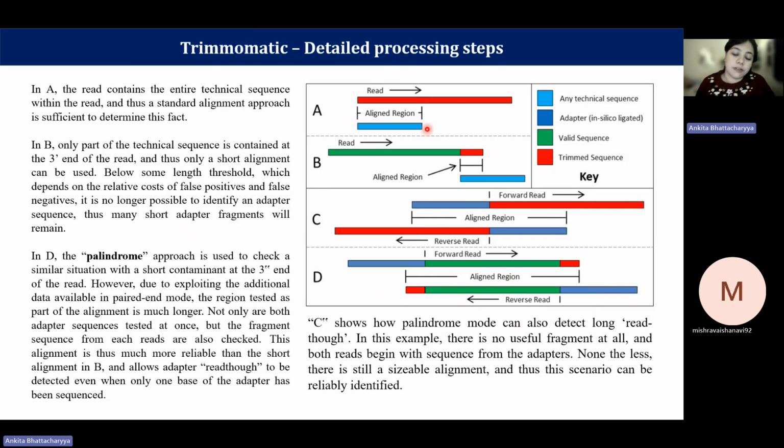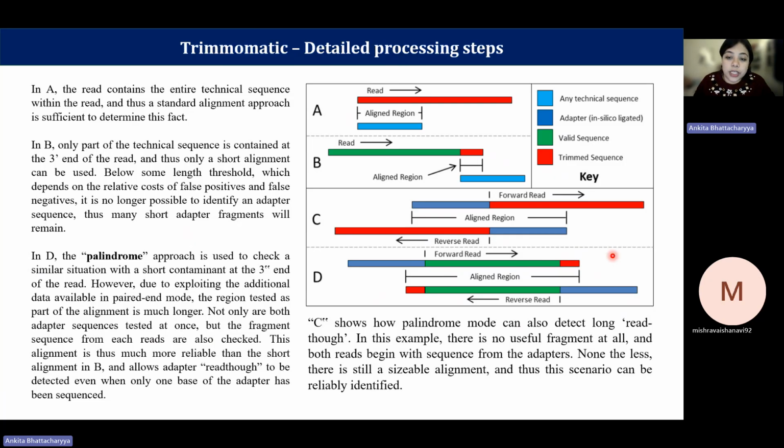Why are we calling it sensitive? It is because the red region that you see here, the adapter sequence, if it is as small as one single base, even that can get detected for paired end sequencing. So that increases the analysis accuracy performed by Trimmomatic. And simultaneously, both adapters can get checked, which gives you more confidence in your data.